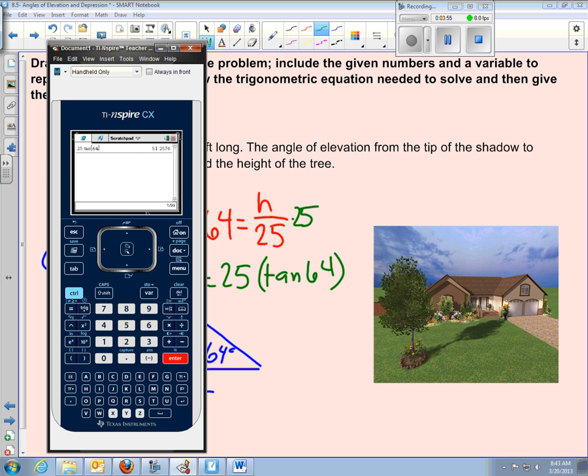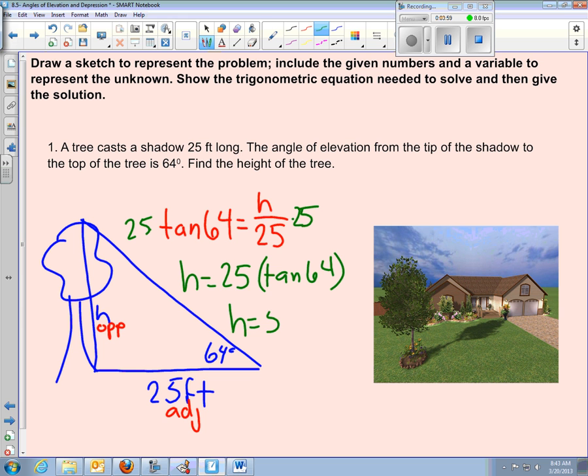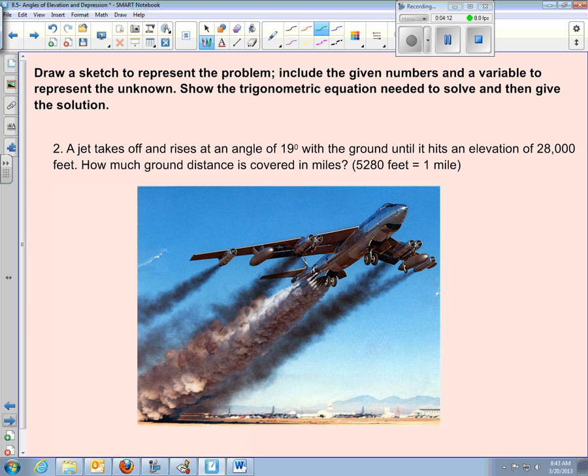All right, and what do we get? We end up with a height of 51.3 if we round to one decimal place, and our label is going to be feet. So all we're doing here is taking a real world situation and putting it with our trig functions. All right, so a jet takes off and rises at an angle of 19 degrees with the ground until it hits an elevation of 28,000 feet. How much ground distance is covered in miles?